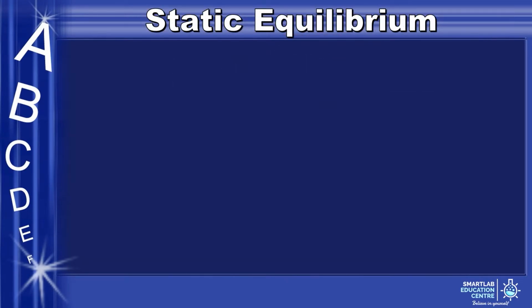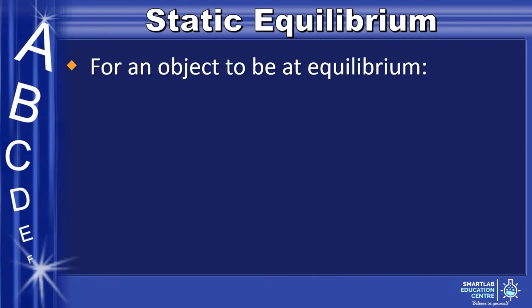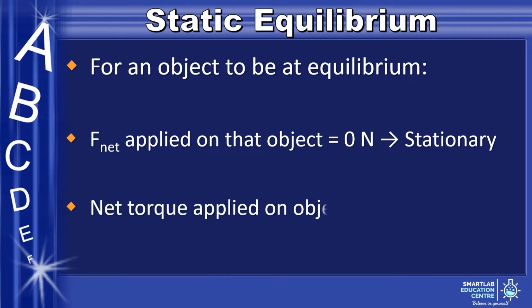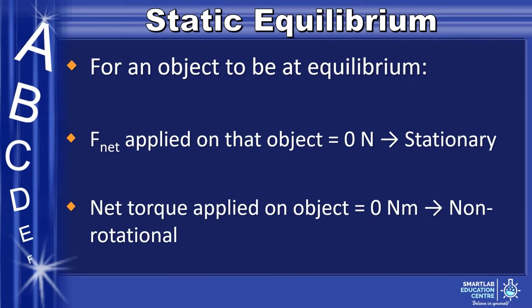Now, let us talk about equilibrium. For an object to be at equilibrium, it needs to have 2 conditions. Firstly, the net force of the object needs to be 0. Hence, it has to be stationary. Next, the net torque applied to the object is 0 Newton meters, meaning it has to be non-rotational.